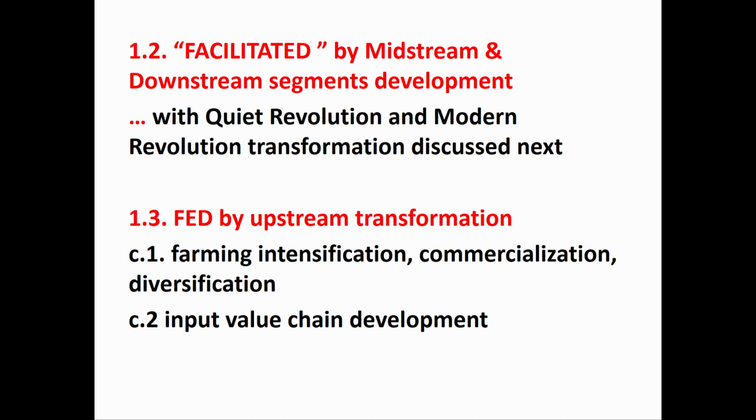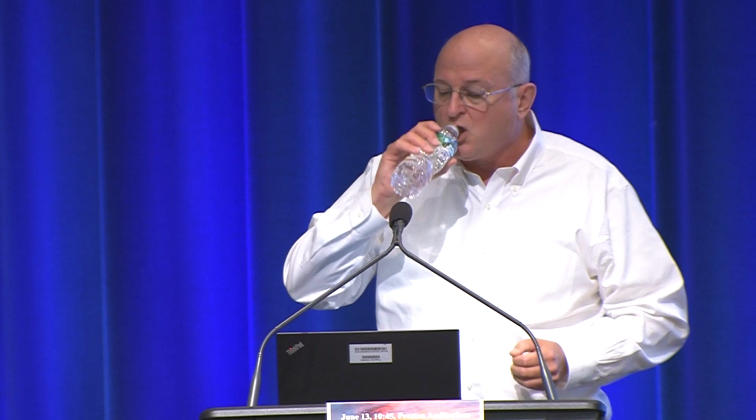It would just end up in imports, but imports are only about 10 to 15% of food in developing countries. So the other 80 to 85% of food is being purveyed by the domestic supply chains. And those are undergoing a quiet revolution as well as a modern revolution that I'll discuss immediately after this. And the changes that are occurring in the food system are, of course, fed by the upstream transformations, farming intensification, commercialization, and diversification, and input value chain development, which are changing in many of the same ways as we're discussing for food systems.